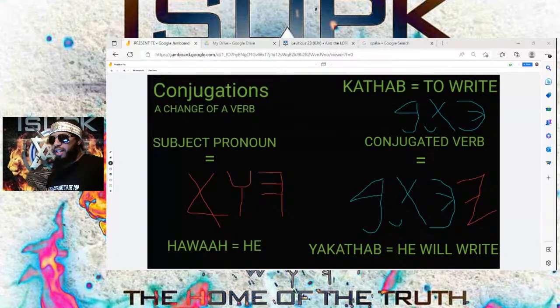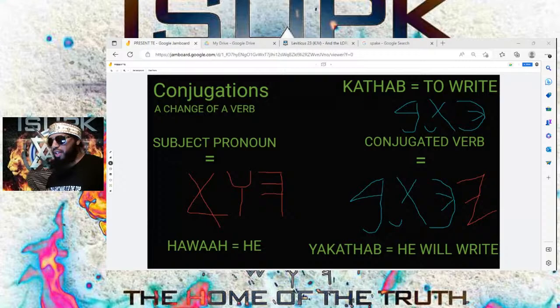But if it said the same thing somewhere else, the Ya could easily be there for a future tense conjugation. And of course, you're going to have to use context clues in order to figure that out and tell the difference. Does everybody understand? Does everybody pretty much get what I'm saying?